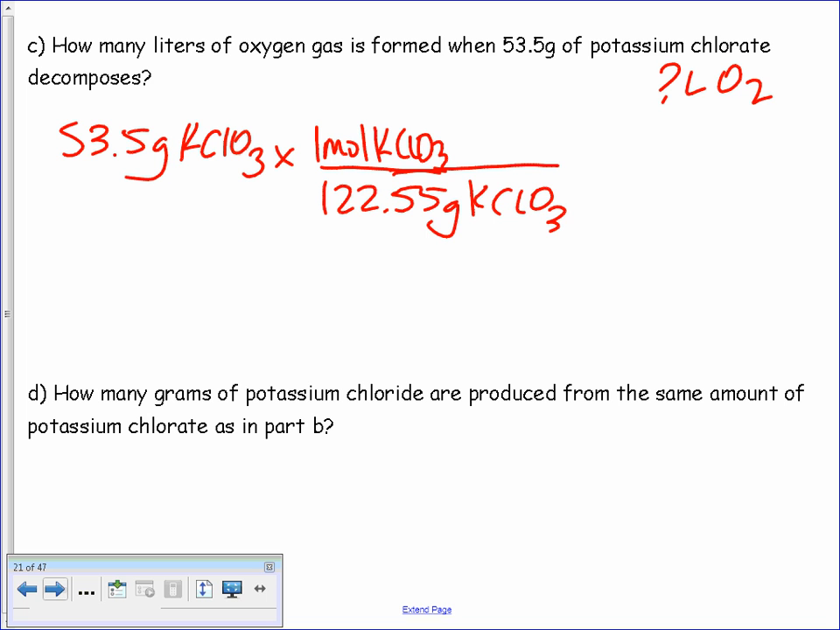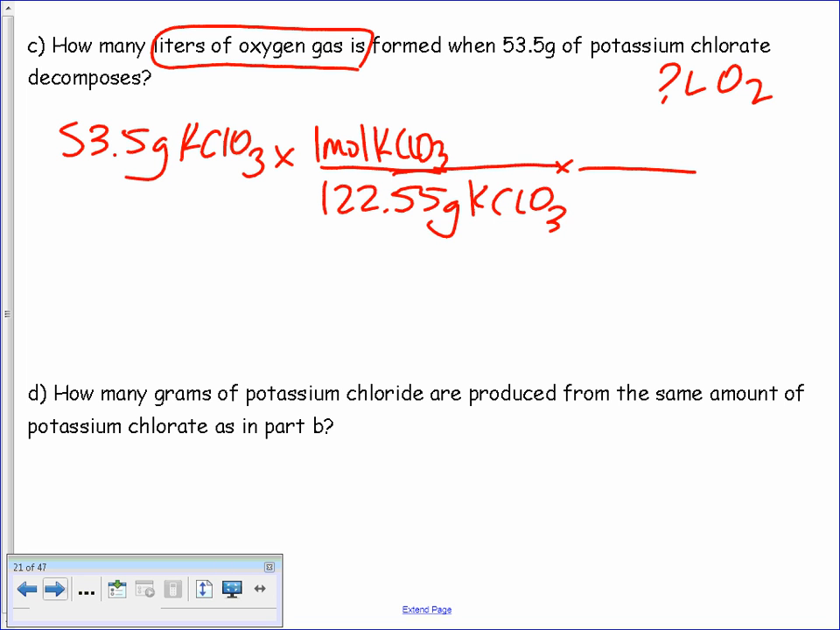Oh, almost. Not quite there. See, that's liters of oxygen gas. This is not a gas. Oh, so you have to use an internal. Not quite. I have a reaction. Where's your reaction? You have to use your BCE to get from this guy to oxygen. So you have to get from here to here. And yeah, because it's a reaction, that's why it's going to oxygen gas.